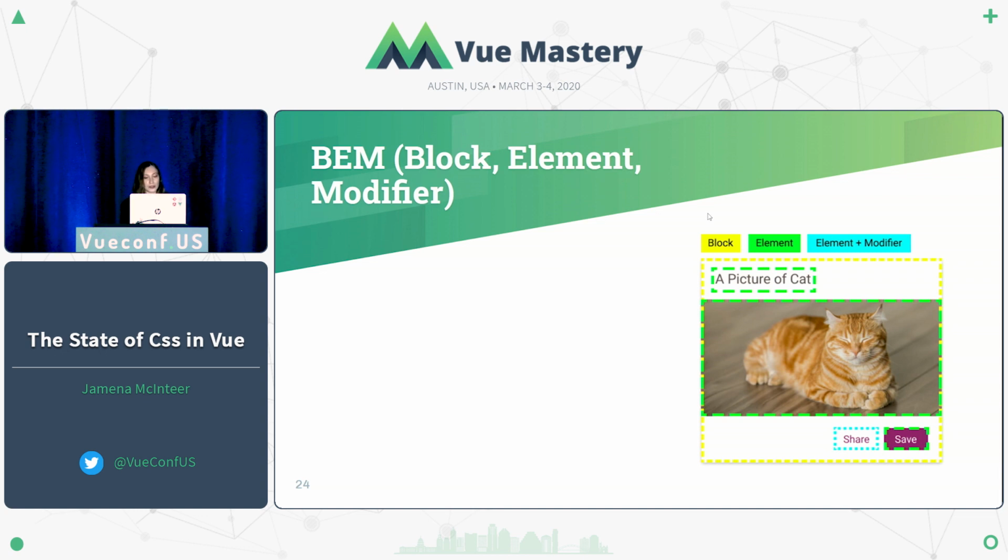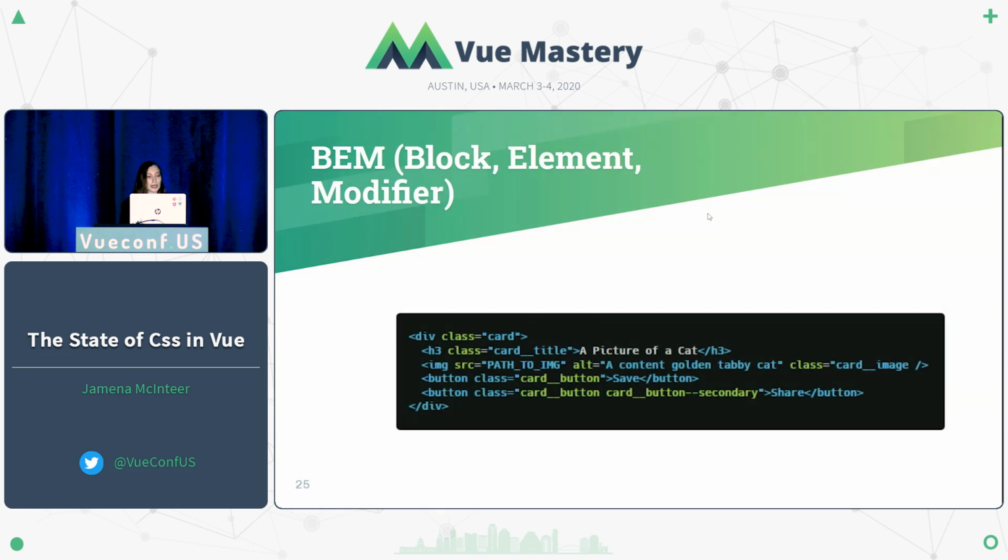So this card, if you were to write it in HTML with BEM classes, might look something like this. So your block is going to have a class of card. That's your block class. And then each of the elements is going to have its own class, starting with card, which is your block, underscore, underscore, whatever the name of the element is. So for example, I have the title as class card__title, and then I have the same for image, card__image, and then the 2 buttons have the class card__button.